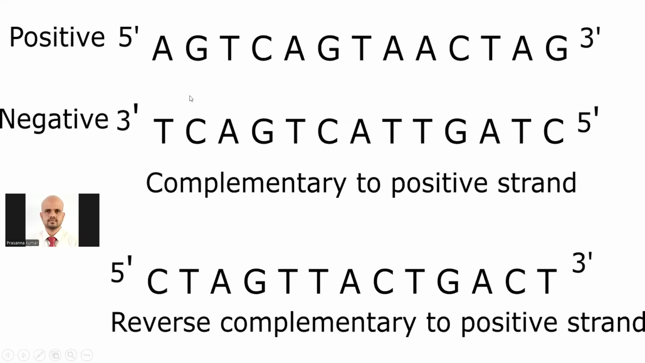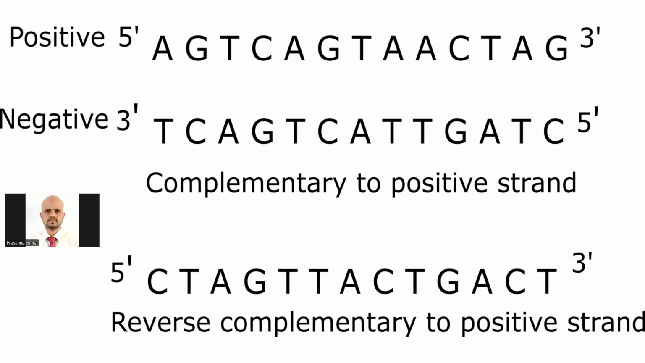DNA is double stranded. So the positive strand, the forward strand, is something like this. In another example, just to make my point: AGTCAGTAACTAG. This is the forward strand, and this is the reverse complement of the forward strand. Read it from the reverse: G, C. A's complement is T. T's complement is A. C's complement is G. So this is the reverse complement of the forward strand. I hope this is very clear now.